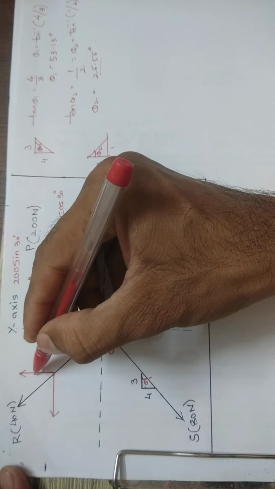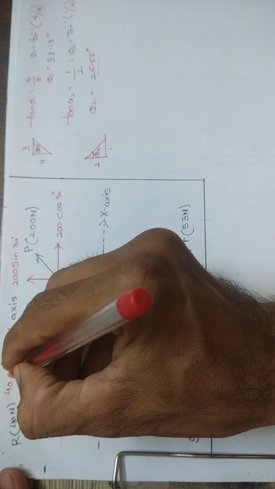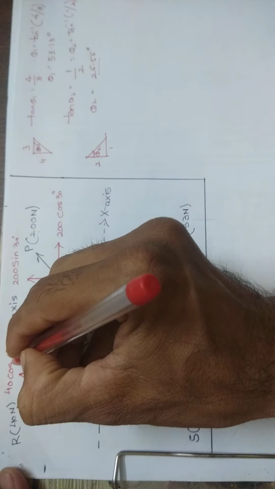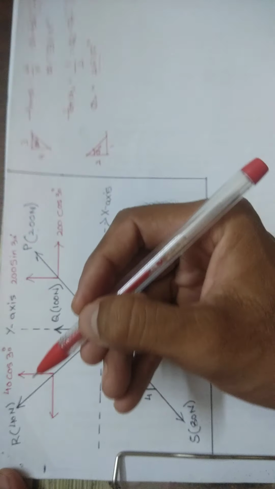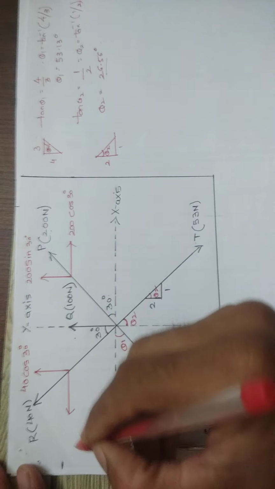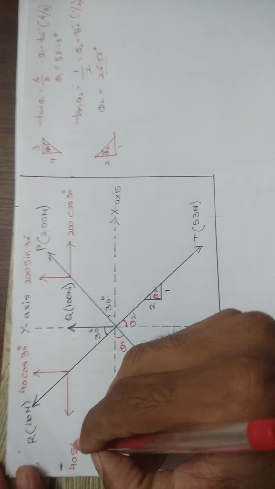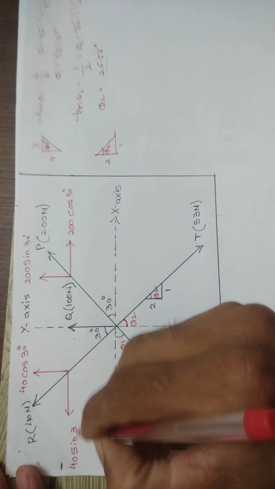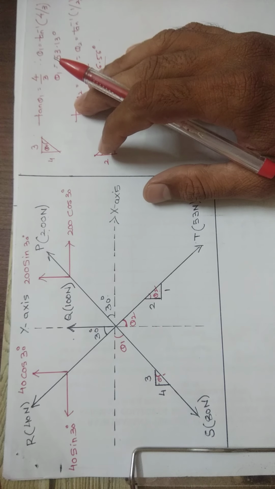So the vertical component will be cos theta. I am first writing down the vertical component. Why? Because it is making an angle, so it is 40 cos of 30 degrees. Okay, this will be 40 sine of 30 degrees. Same way, what about the next force?